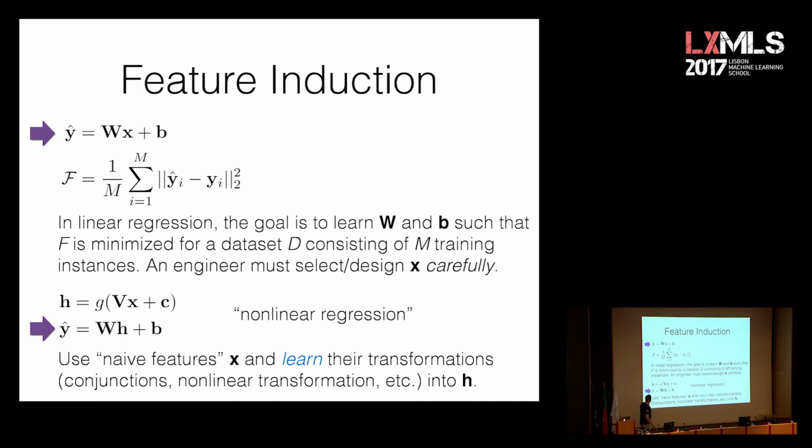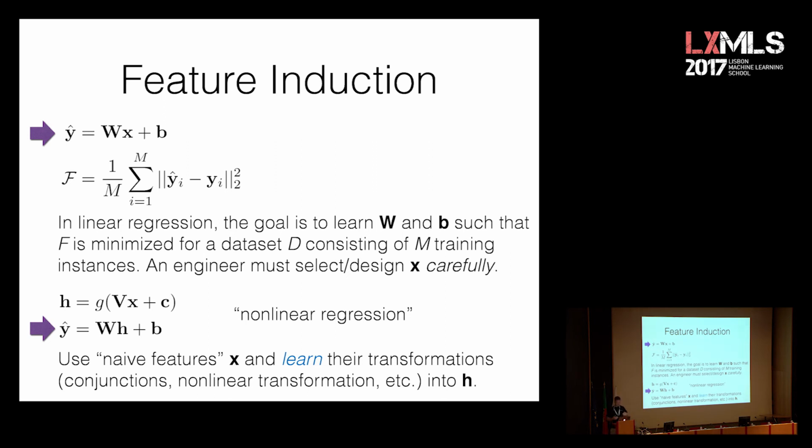And then this H is going to become the features in our linear regression. So I put these two arrows to point out that really the output of this model, in linear regression and in nonlinear regression, is still just a linear layer. So at the final part, you're doing the exact same thing, and the loss function is going to be exactly the same.